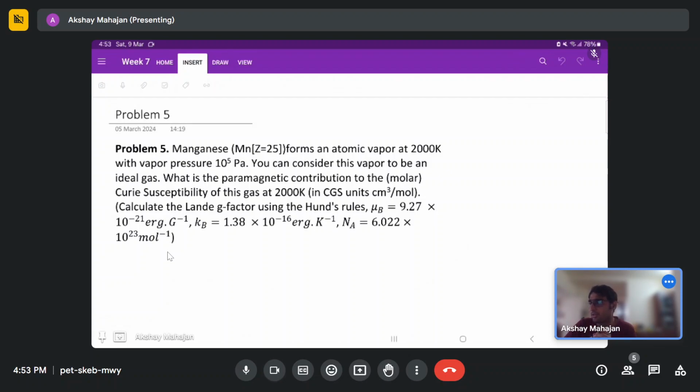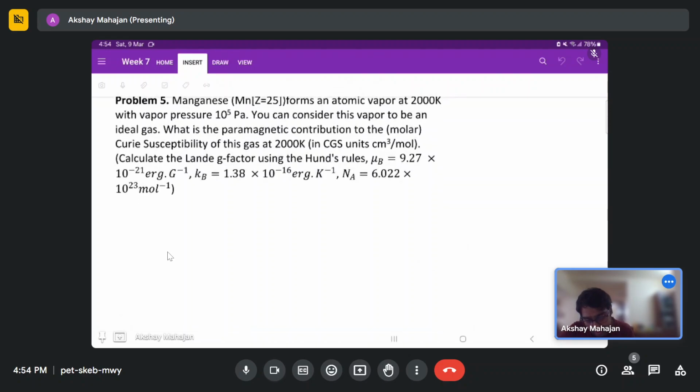Now problem number 5 is: we are given manganese, which has atomic number 25. It forms an atomic vapor at 2000 Kelvin with vapor pressure 10 to the power 5 Pascal. Now you can consider this vapor to be an ideal gas. What is the paramagnetic contribution to the molar Curie susceptibility of this gas at 2000 Kelvin in CGS units? For that we need to find the Landé g factor using Hund's rule, and all the other constant values are provided to us.